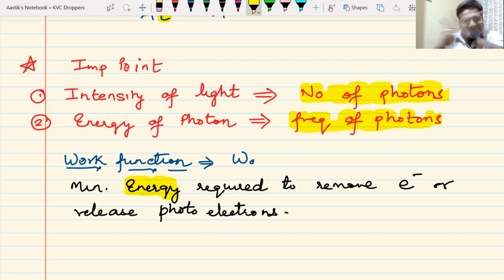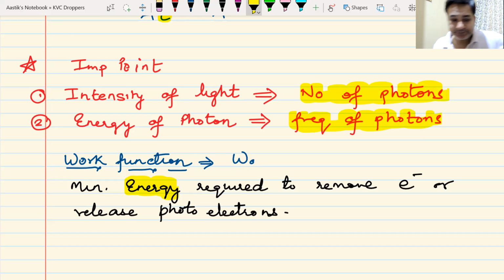Let me make more photons fall. But the energy of one photon is only 0.5 joule. Will it be able to liberate electrons? One million photons are falling. The energy of one photon is 0.5 joule, but the work function of this metal is 1 joule. Will I be able to liberate electrons? Yes or no? And the answer is no. You will not be able to liberate electrons.